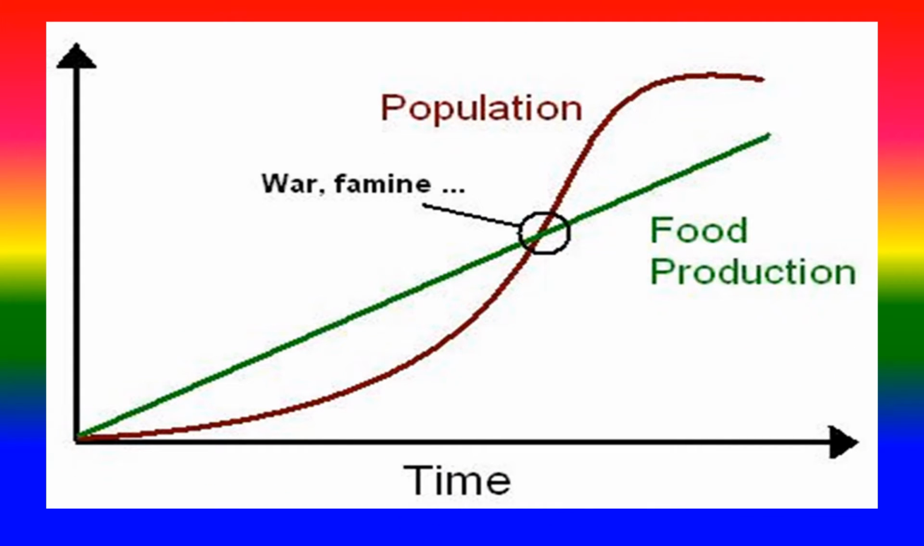Look at this graph. X-axis represent time, Y-axis represent food production and population growth. Green in color, food production, red in color, population growth. This is a break-even point. The population is more than food production, which means overpopulation due to war and famine.